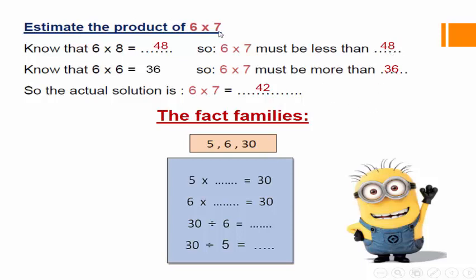Okay, so estimate the product means we find the two multiplication problems which are nearest to the product of 6 times 7, or any problem.